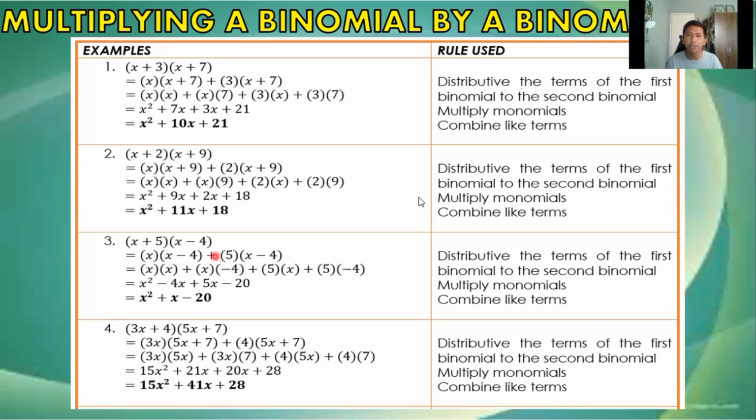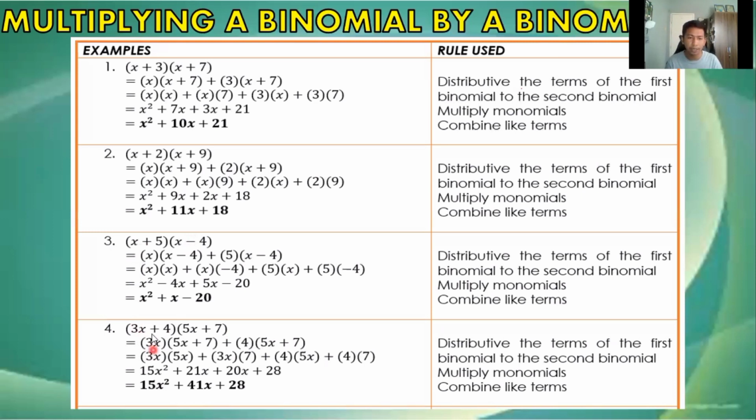Still, we follow the same rule, the same steps, and this will give us a product of x squared plus x minus 20. You just need to distribute the terms of the first binomial to the second binomial, and then you have to multiply monomials. After multiplying monomials, don't forget to combine like terms. We also have 3x plus 4 times 5x plus 7.